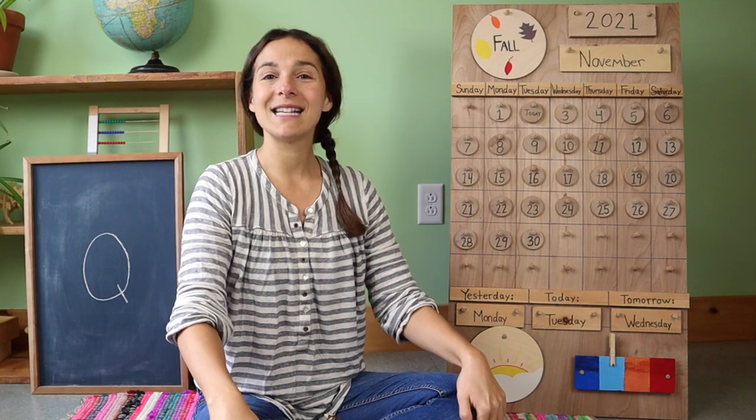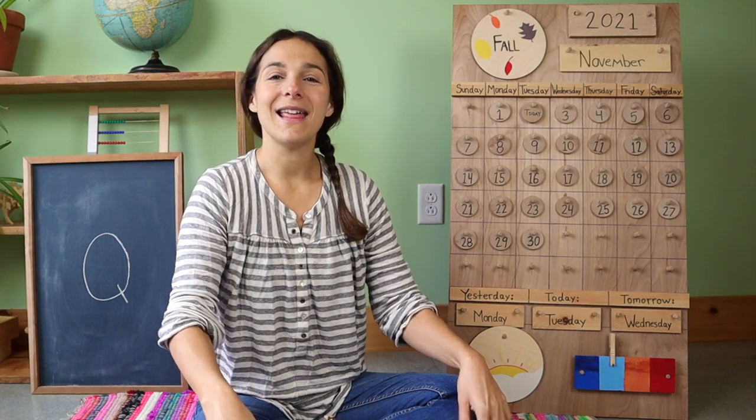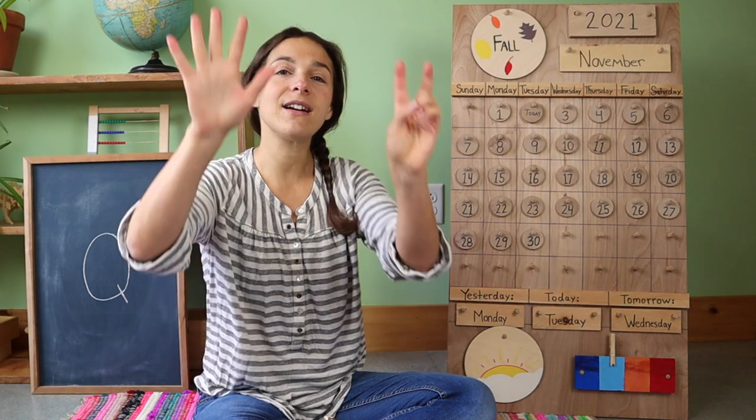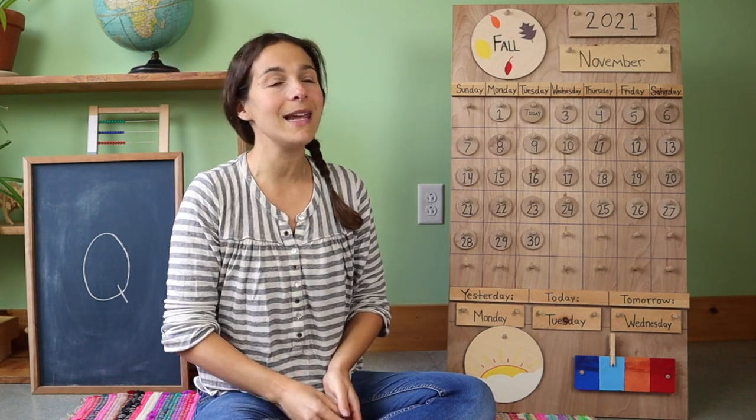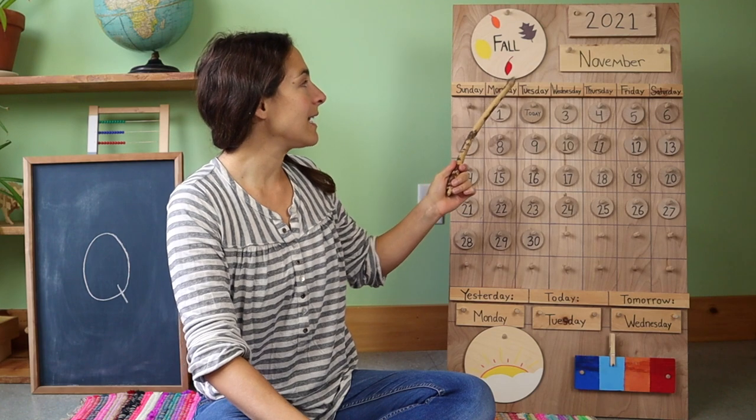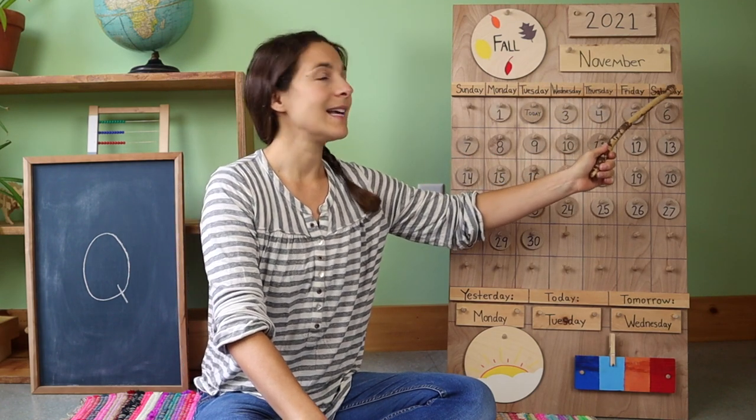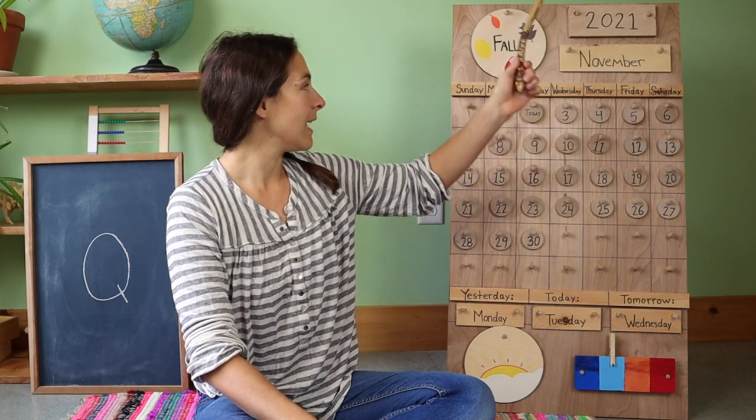If you know the words, sing along with me. There are 7 days, there are 7 days, there are 7 days in a week. Sunday, Monday, Tuesday, Wednesday, Thursday, Friday, Saturday.